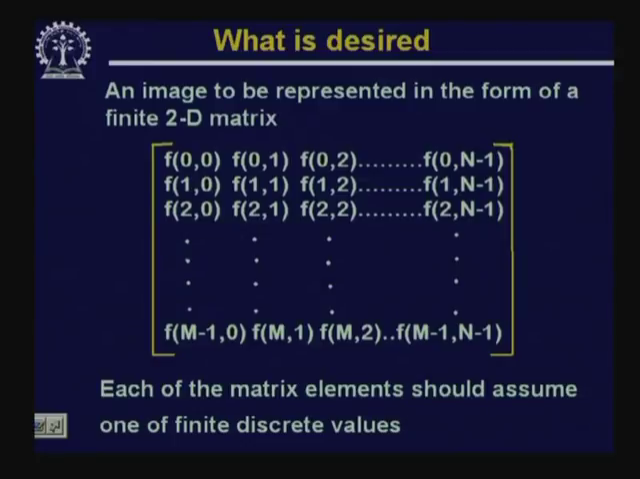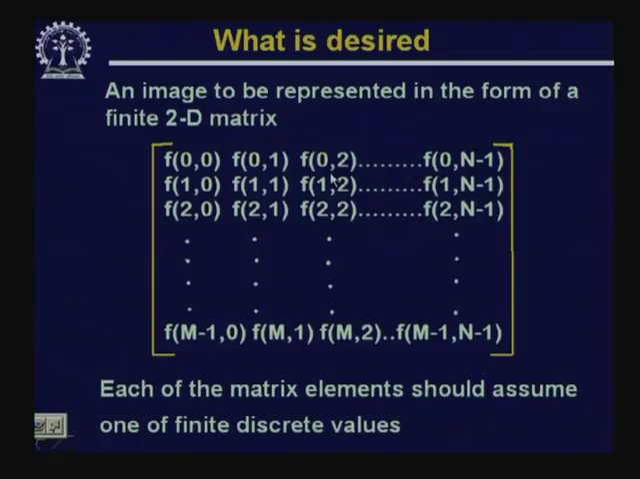So what is desired is that an image should be represented in the form of a finite two dimensional matrix like this. This is a matrix representation of an image, and this matrix has a finite number of elements. It has m rows varying from 0 to m minus 1 and n columns varying from 0 to n minus 1. Typically, for image processing applications, the dimension is usually taken as 256 by 256, or 512 by 512, or 1k by 1k and so on. But whatever the size, the matrix is still finite. We have a finite number of rows and a finite number of columns. So after sampling, what we get is an image in the form of a matrix like this.